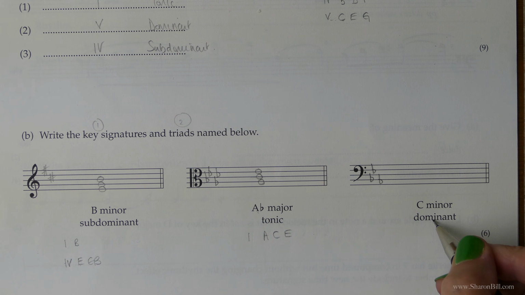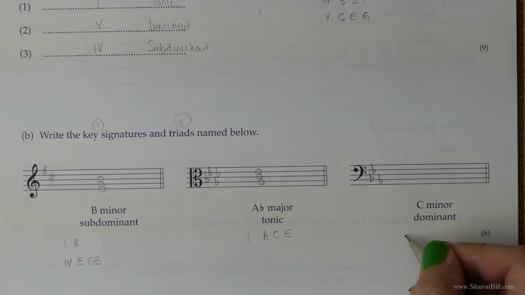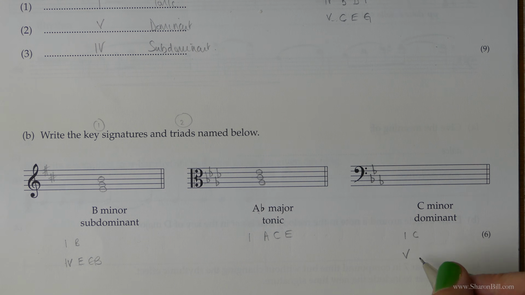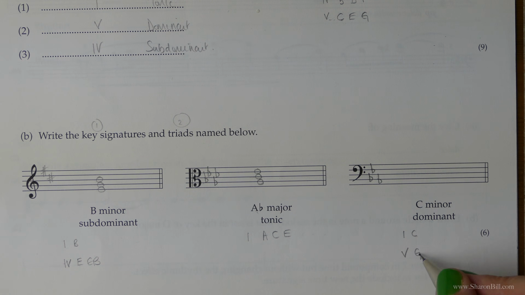And we need to write the dominant for that. So we need to write chord 1 is C, and then chord 5 is the fifth, C, D, E, F, G. So G, the first, third, fifth, G, B, D.